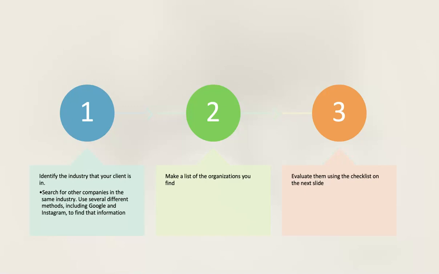Well, number 1, identify the industry that your client is in or that you are in. Search for other companies in the same industry, whether that's an ice cream store or a photography business. Now, use several different methods, including Google and Instagram, to find that information. Don't just search in one place. Search on social media, search on the web, search if it's a product on, say, Amazon, but make sure you do a really thorough search in a couple of places to find those competitors. Then make a list of the organizations you find and evaluate them using the checklist on the next slide.